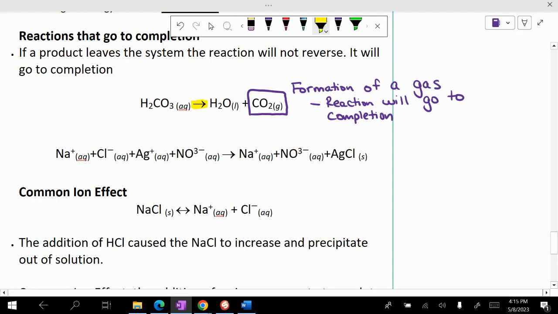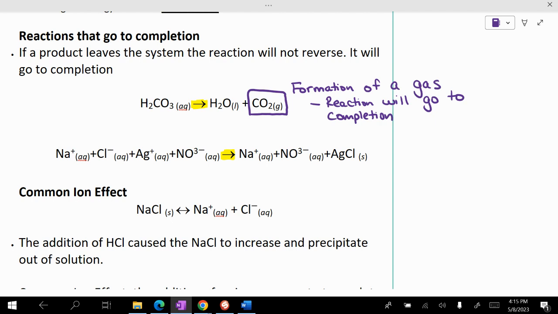In our second example, again, we're going to have a reaction go to completion. We have, in the second equation, a total ionic equation. And it's a double displacement reaction. This is showing you a total ionic equation of a double displacement or precipitation reaction. And so we have the formation of a solid. The formation of a solid will result in a reaction going to completion.